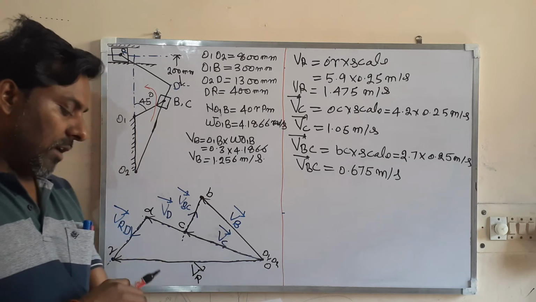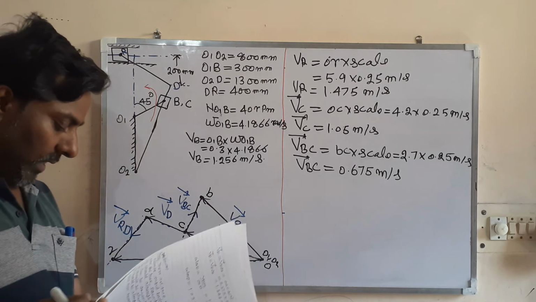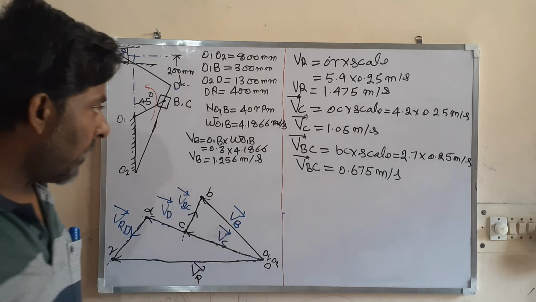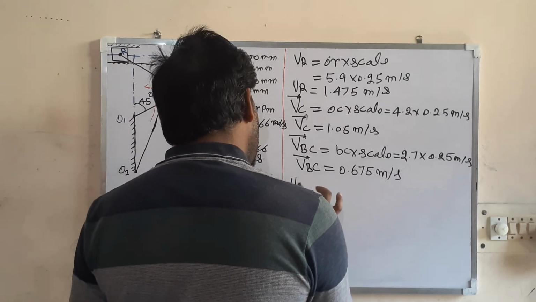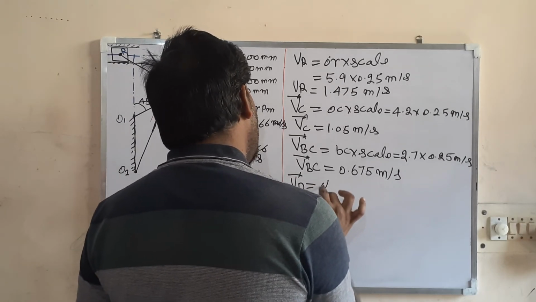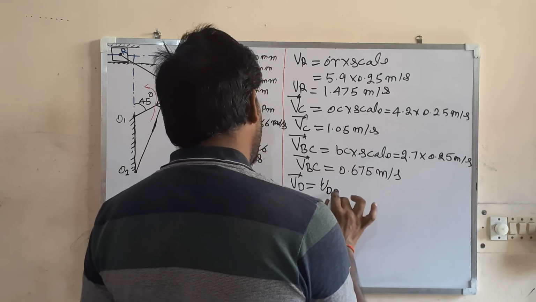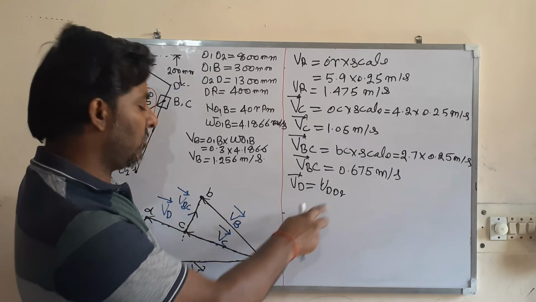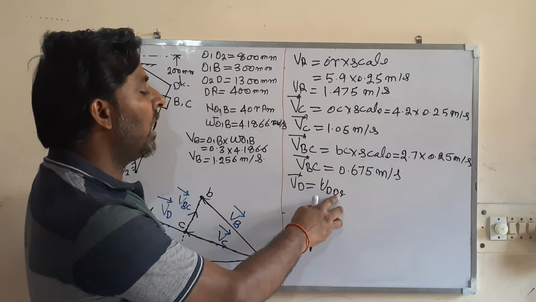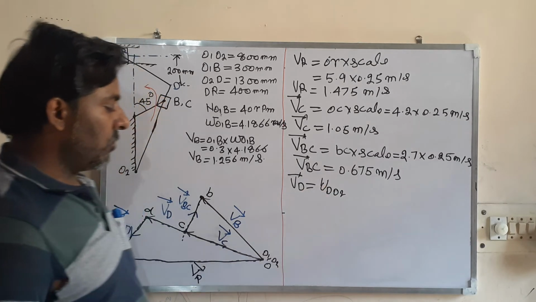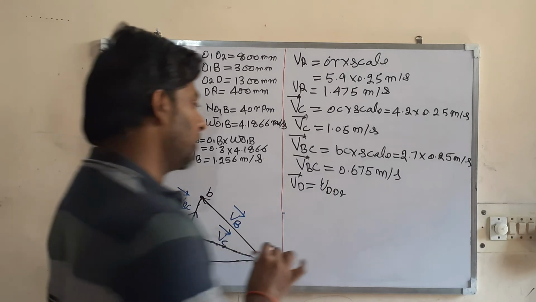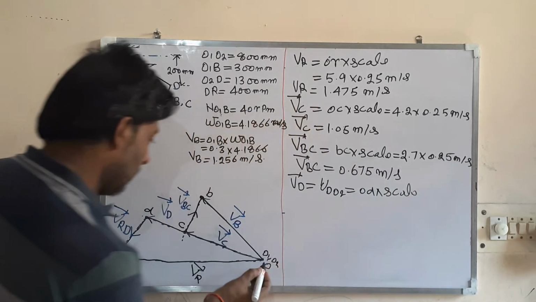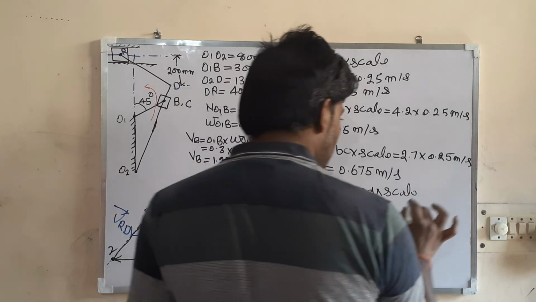Now he is asking what is the angular velocity of link O2D. So you have to know the velocity of point D, or we can say the velocity of point D with respect to O2. Velocity of point D means what? The absolute velocity. Absolute means from the fixed point. So fixed is O1, O2, whatever you say. I have taken O2. So velocity of point D with respect to O2 is equal to this OD into scale, from here to here.